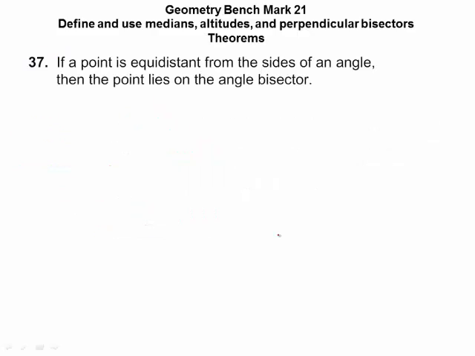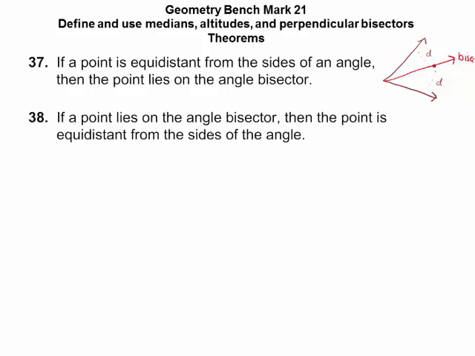Okay. We have, if a point is equidistant from the sides of an angle, then it lies on the angle bisector. So what happens if we have an angle, right? And there's some point. And this distance here and this distance here are the same. Okay? Then what happens is if you draw a line, you get a bisector. So that point is on the bisector.